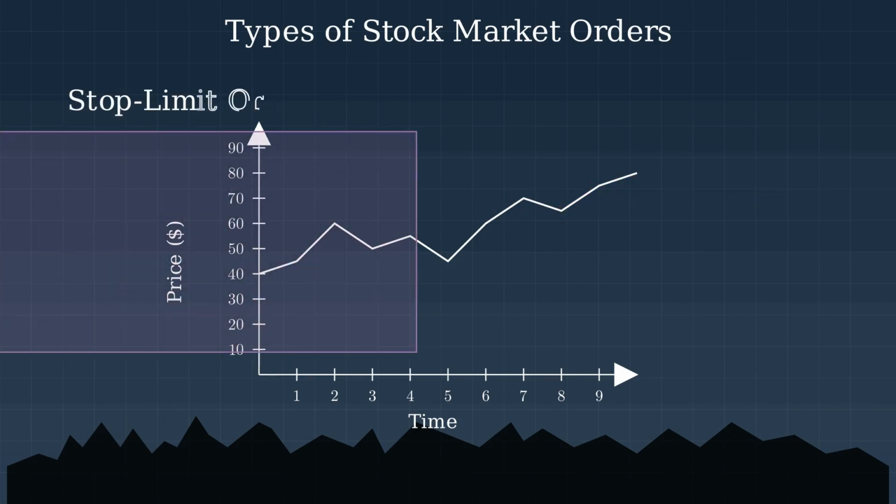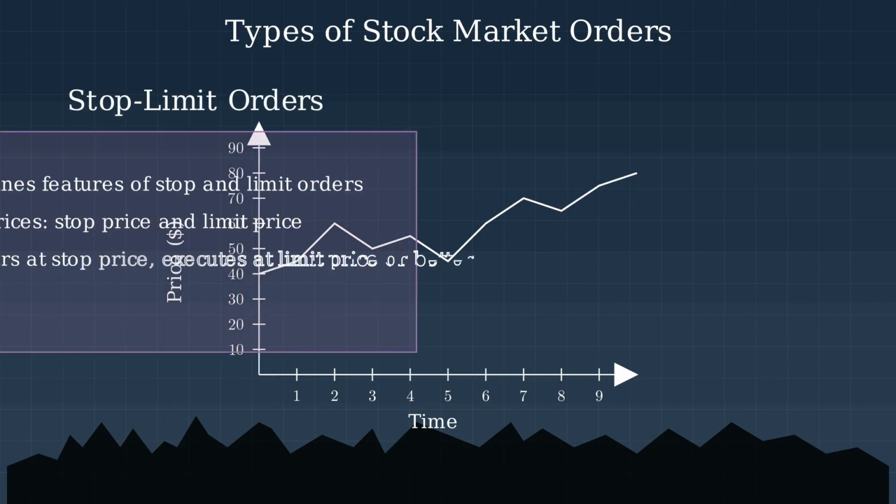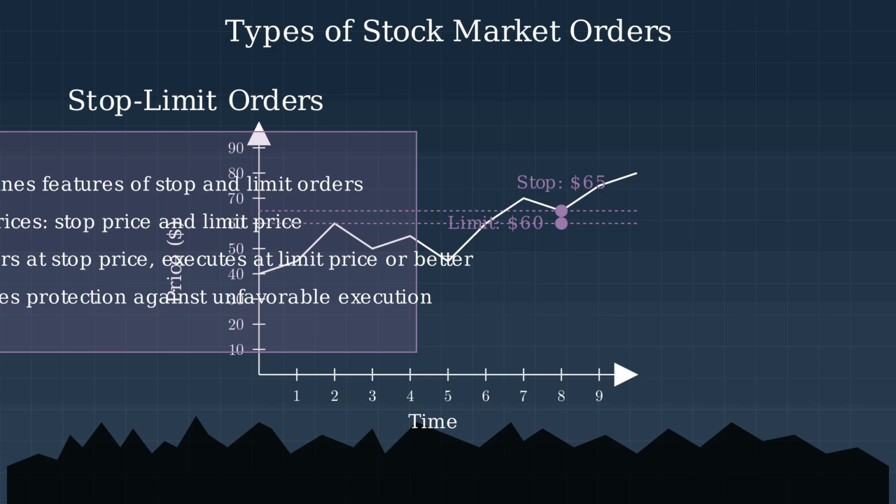Stop limit orders combine features of both stop and limit orders, giving you more control over your trade execution. You set two prices, a stop price that triggers the order, and a limit price that sets the minimum or maximum price for execution. Once the stock reaches your stop price, it becomes a limit order that will only execute at your limit price or better, protecting you from unfavorable price movements.